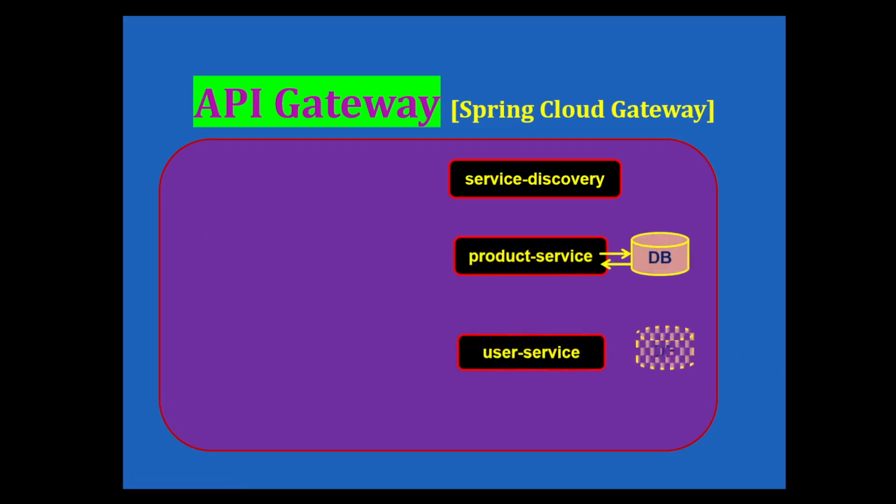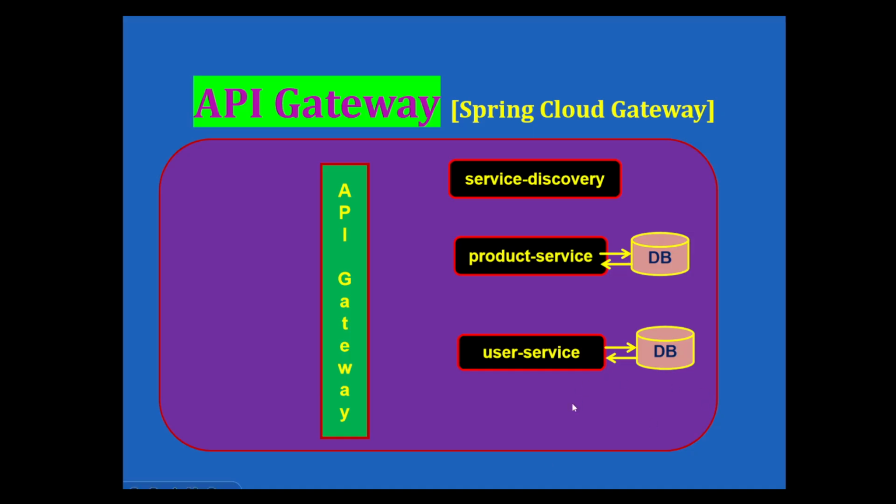Now we are also going to create client microservices like product service and user service. Each one has its own database, and apart from that we are also going to create one API gateway microservice as well. All these three microservices will act as client microservices. On startup, all these client microservices will register themselves with the service discovery.